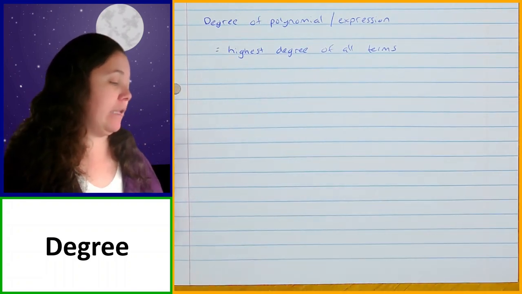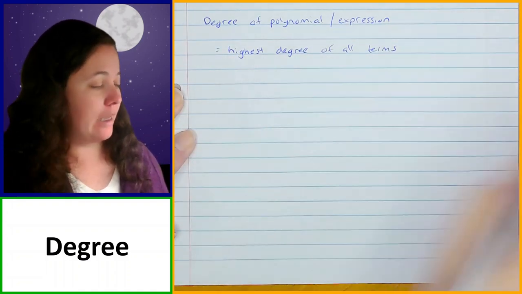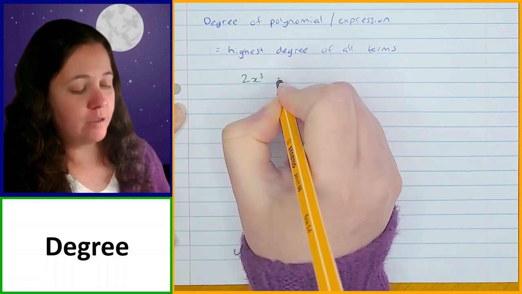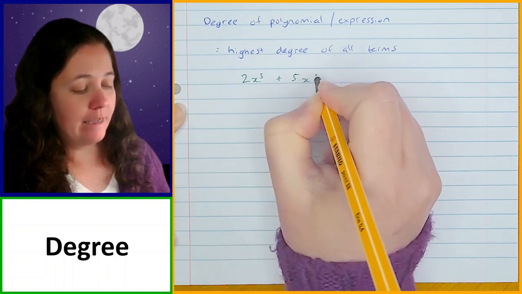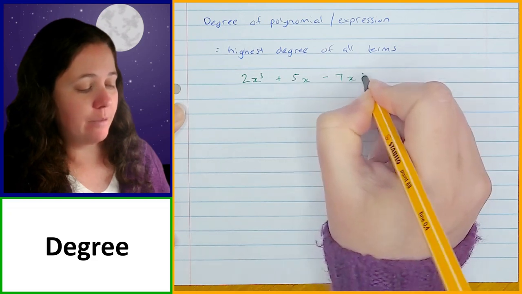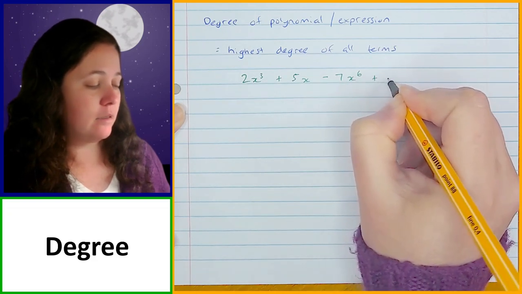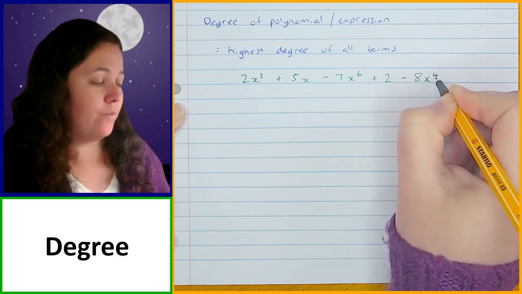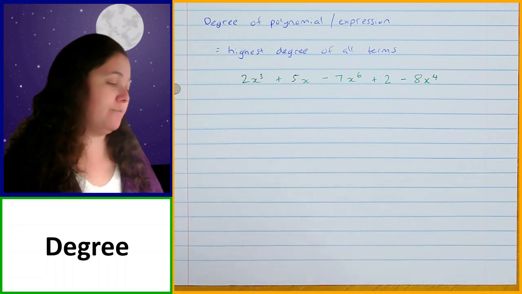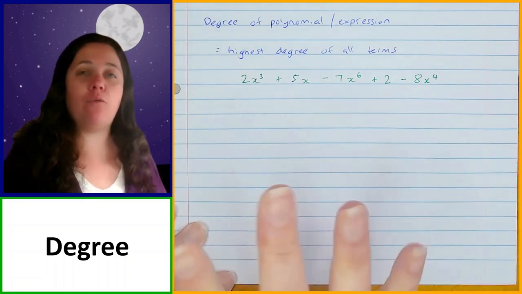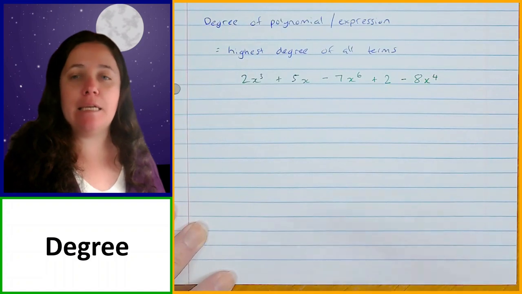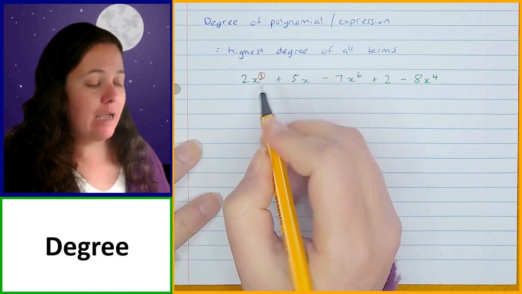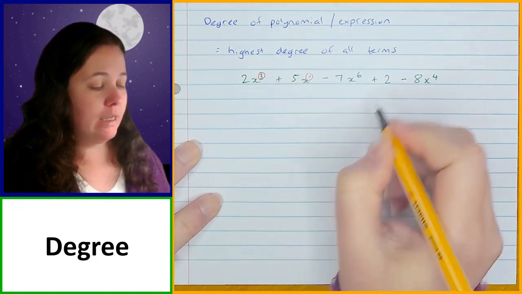So if you've got an example like this, 2x cubed plus 5x minus 7x to the power of 6 plus 2 minus 8x to the power of 4. Okay, so in this expression over here, all of these terms just have one variable. So I don't have to worry about adding any exponents. So I'm just going to look at each of them and I'm going to see, okay, so this one, I've got a 3. Here I've got an invisible 1. Here I've got a 6.